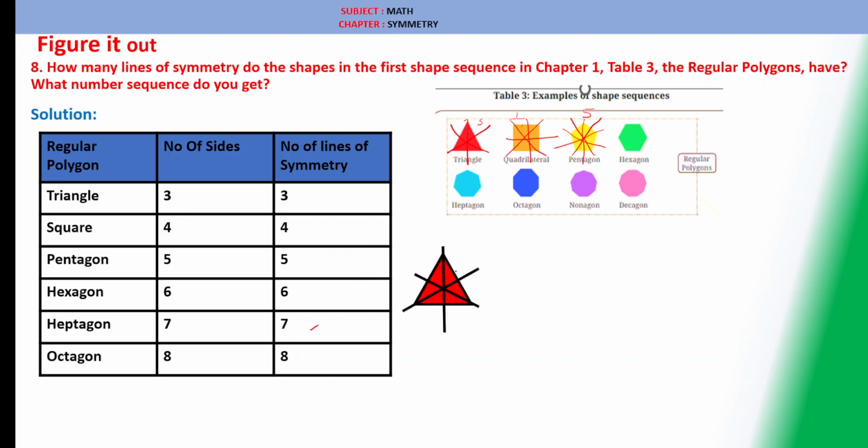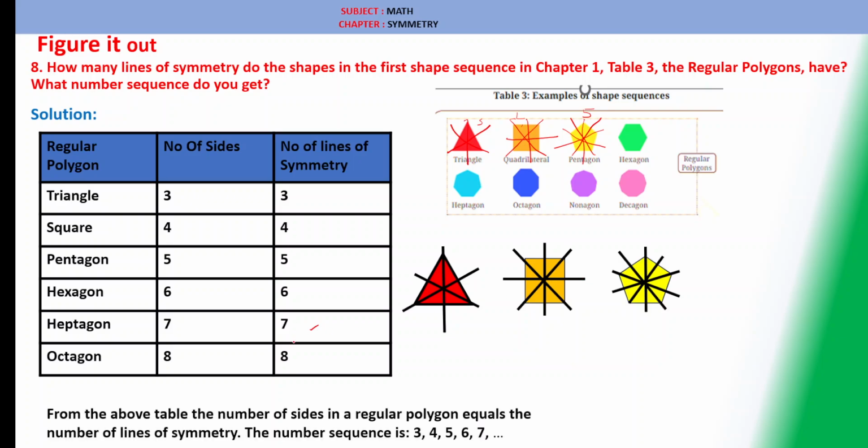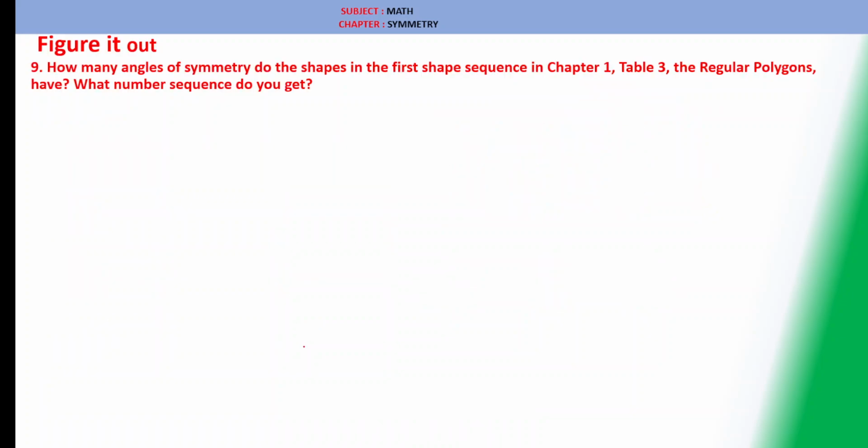For example, I am drawing here a triangle. This is a square, this is for this pentagon. So from the above table, the number of sides in a regular polygon equals the number of lines of symmetry. So the number sequence is 3, 4, 5, 6, 7. Let us see question number 9.